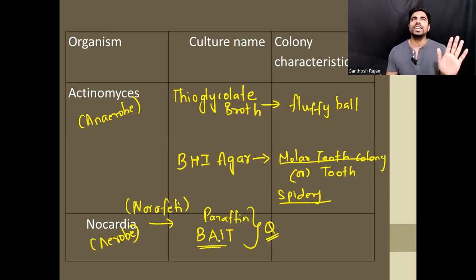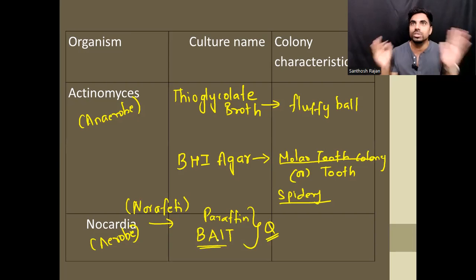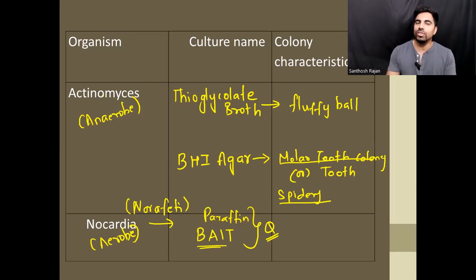Don't think too much. Bait came in the options, and you'll get confused. Don't get confused. Whose bait do you put? You put bait on Nora Fatehi. If you want to have Nora Fatehi, put a bait on her, okay? So that's the bait for nocardia. And of course, it's aerobic. Even if you forgot that Actinomyces is anaerobic, and you're confused about which is aerobe and which is anaerobe, of course, this is aerobic. Why? Because Nora needs what? She likes pure oxygen.